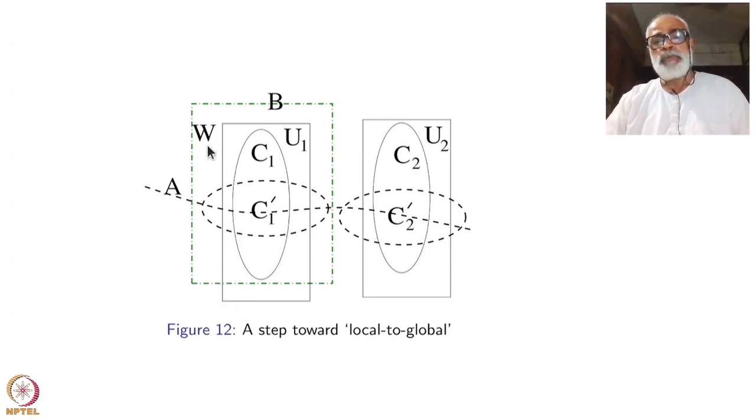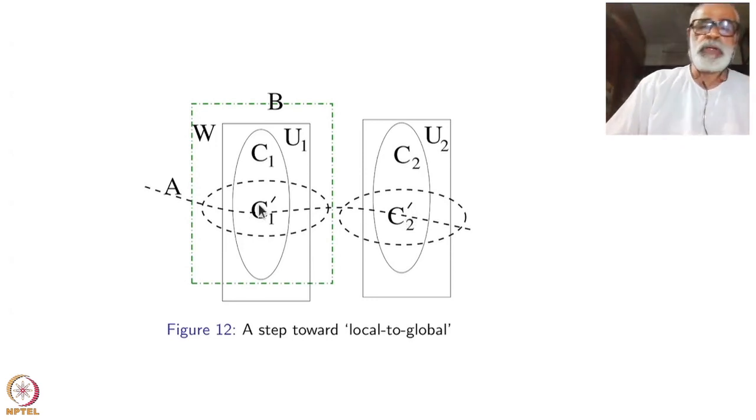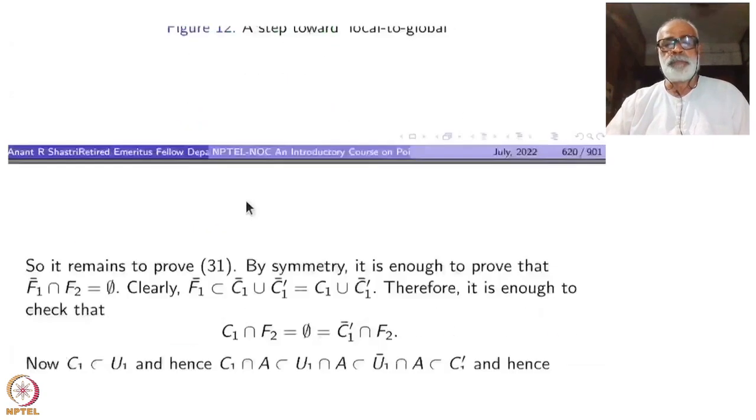And finally, what we want is this green thing W such that its closure does not intersect this F2, C1 prime union C2 prime. And this boundary, if you throw that away, you get a separation. All right. So let us prove first of all that these two, namely C1 union C1 prime and C2 union C2 prime, are disjoint and mutually separated, which is what I have shown just now. So let us do that.